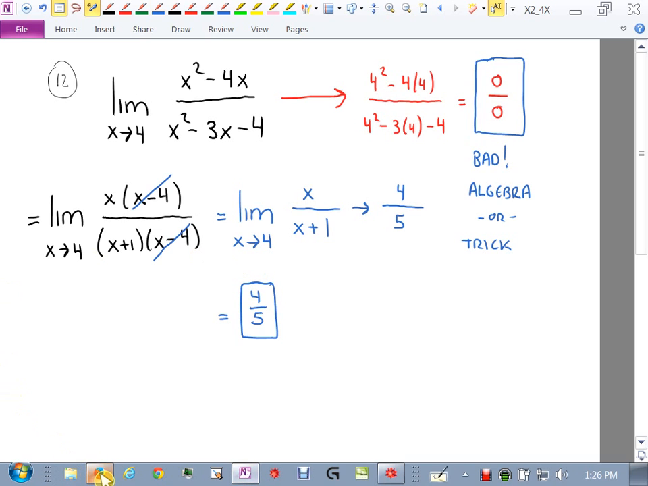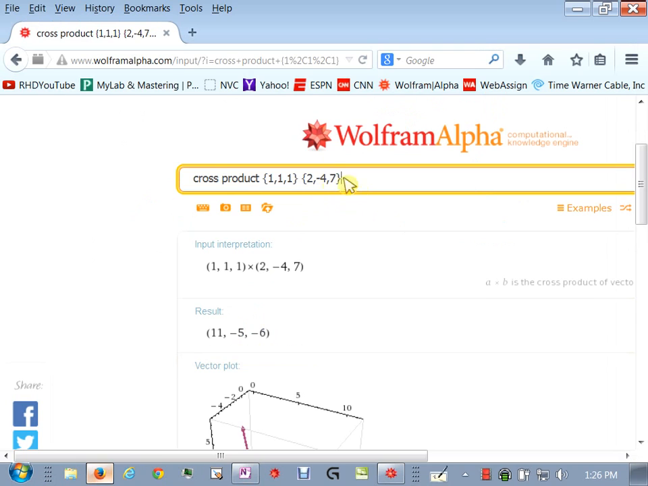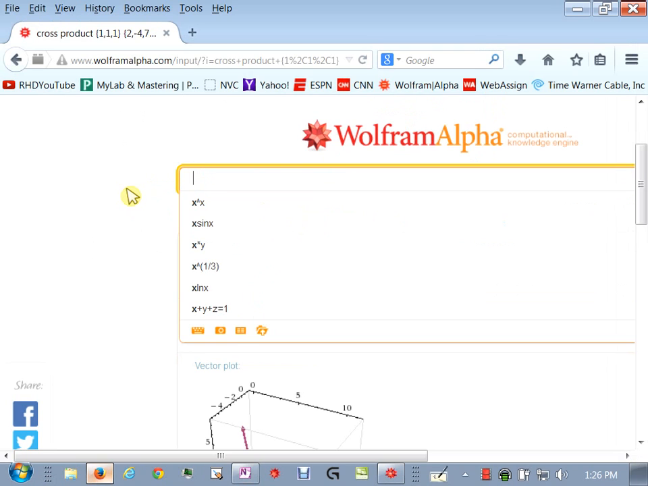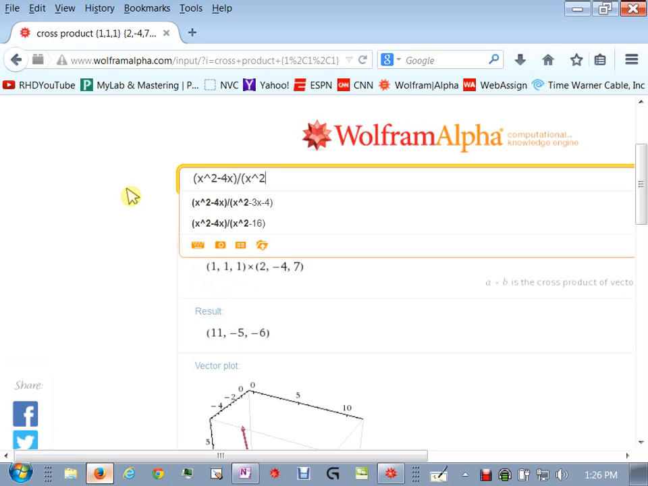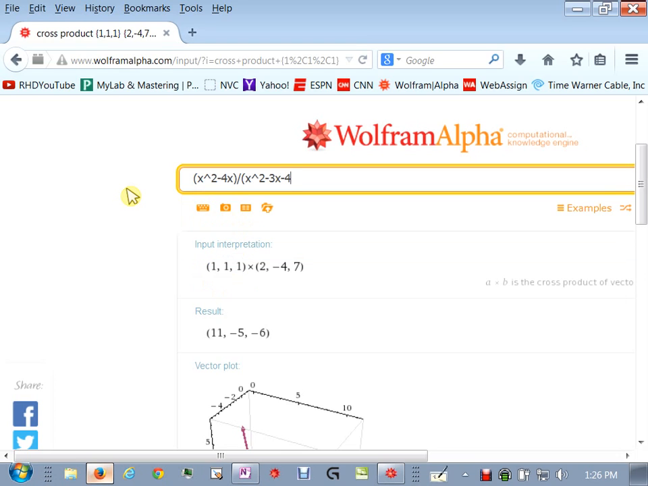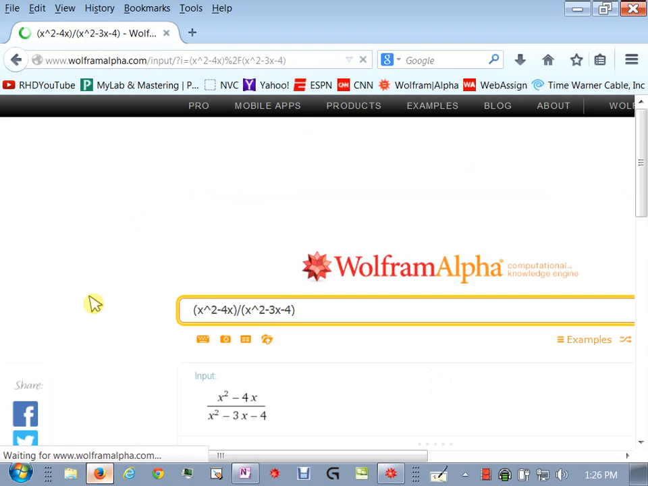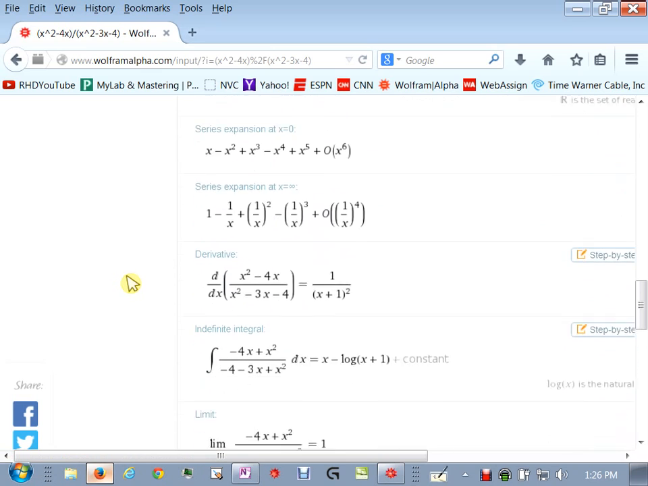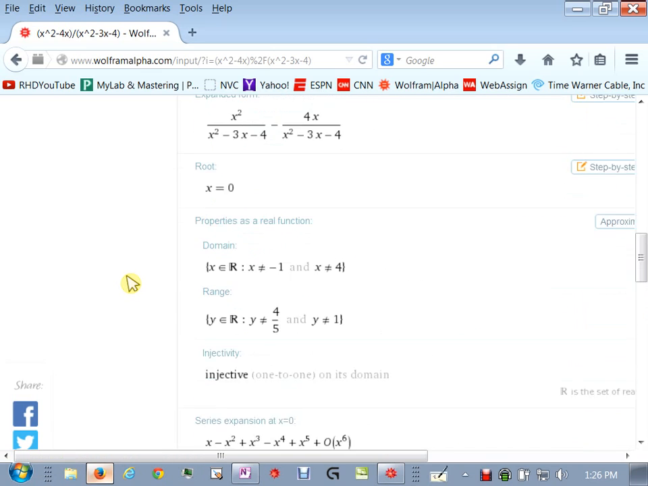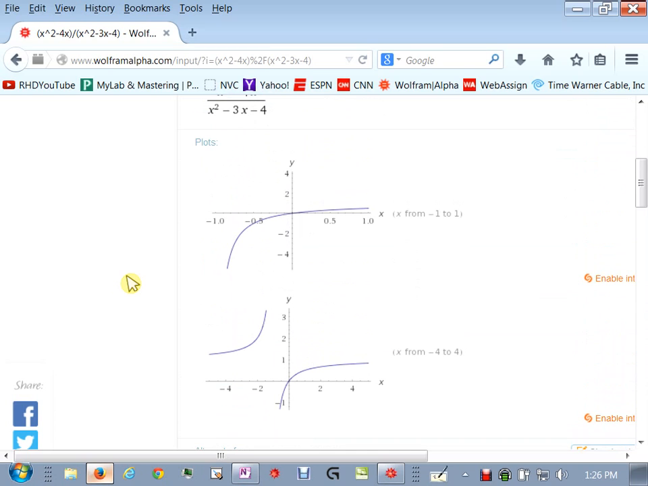All right? I can show you with the graph. It was x squared minus 4x over x squared minus 3x minus 4, right? That was it. Come on, you're not going to give me a graph? Did I pass it already? Oh, there it is. All right, here it is. Here's the graph of this function.